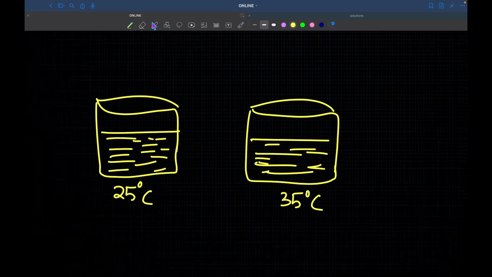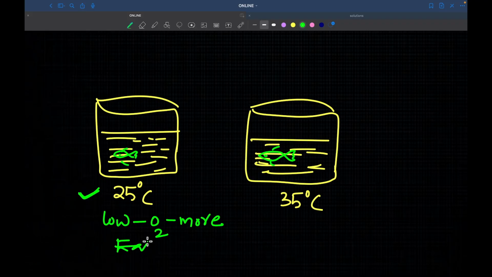చెప్పండి అమ్మా, ఆలోచించి చెప్పాలి కొంచెం. ఇందులో ఫిష్ కంఫర్టబుల్గా ఉంటుందా, ఇందులో ఫిష్ కంఫర్టబుల్గా ఉంటుందా? ఎవరు చెప్తారు? 25 degrees Celsius. ఎస్, 25 degrees Celsiusలో కంఫర్టబుల్ ఉంటుంది. Why? Because temperature is low. Temperature is low, so the dissolved oxygen is more. So it can breathe easily. Easy breathing is possible. Here the temperature is high, the solubility of oxygen is low.